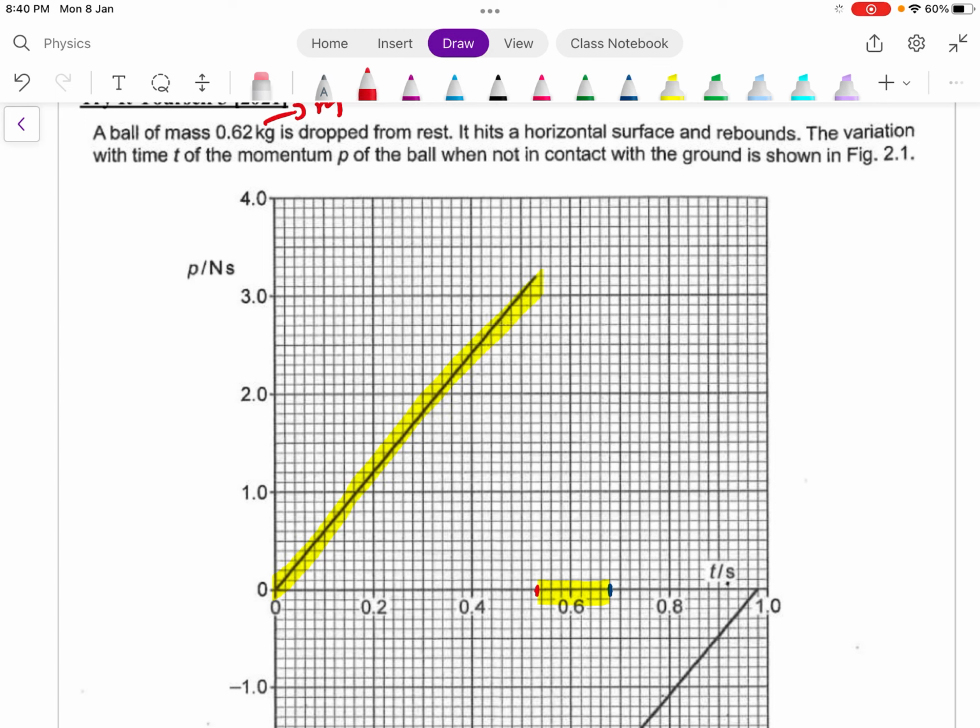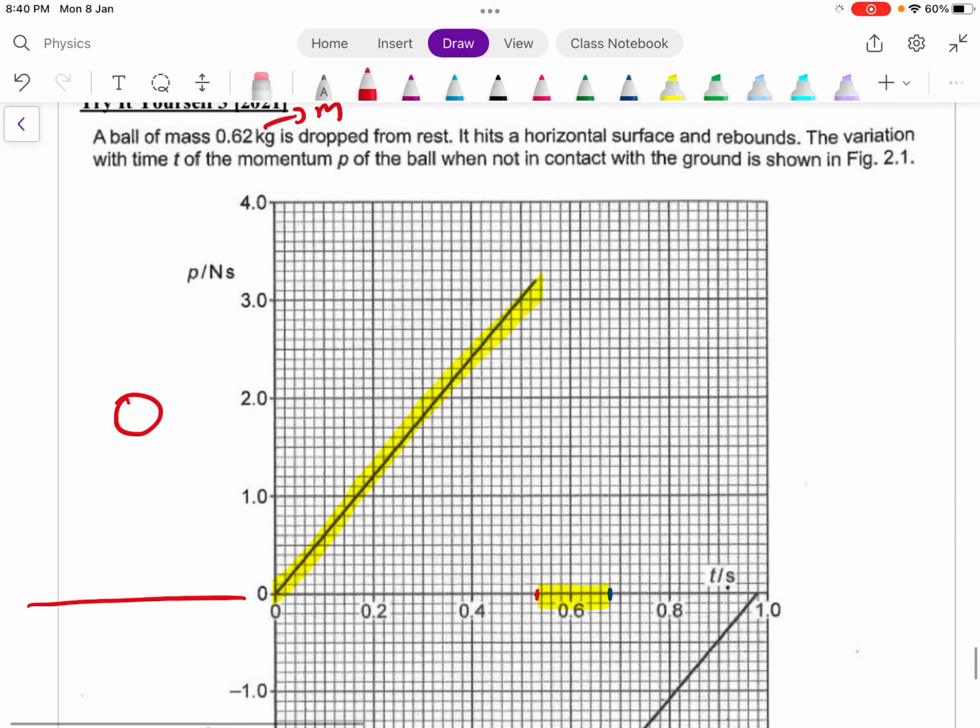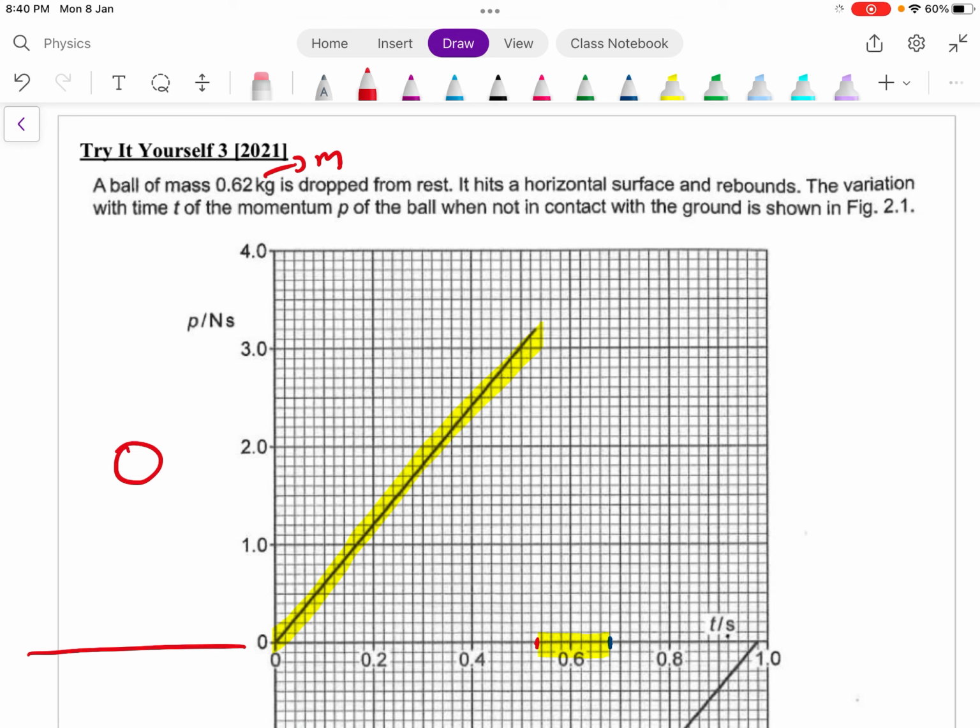So what is actually happening is that, for example, I have a ball right here. Initially, it doesn't have any momentum because they say it is at rest, so P is equal to 0. Then after some time, it will have a momentum just before hitting the ground. It has a momentum of 3.2, so P equals 3.2.